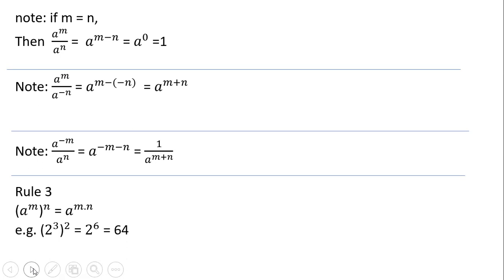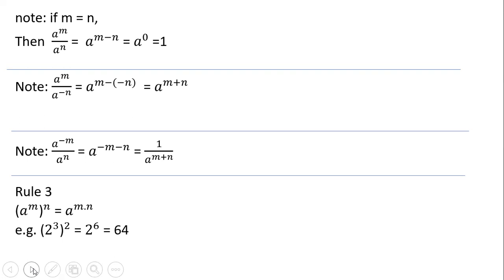Then we'll get something like A raised to power M plus N. We also have to note if our index is a negative on the numerator, we still have to subtract because it's division. Then we get something like A raised to power minus M minus N, which will give us an expression of 1 over A raised to power M plus N.